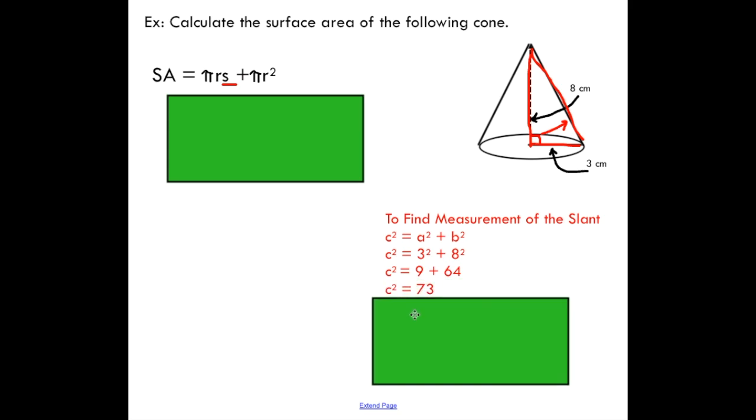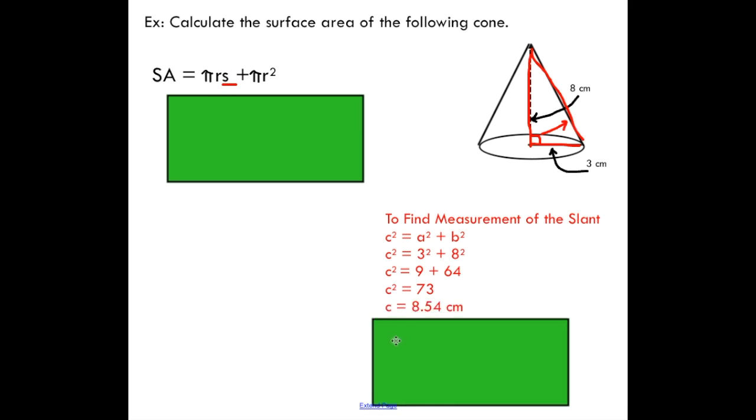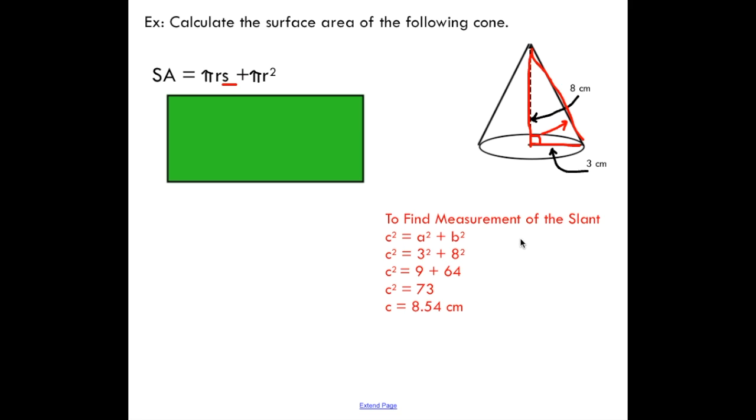You'll see that I end up with 73 on the right, but that is the value of C squared. Remember, the hypotenuse is just C, so I take the square root of both sides and I end up with 8.54 centimeters. So that's going to be my slant height. So now that I have this value, I've got enough information to substitute everything into this formula to solve for the surface area of this cone.